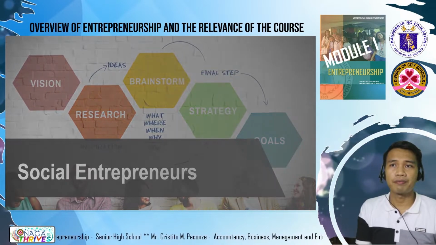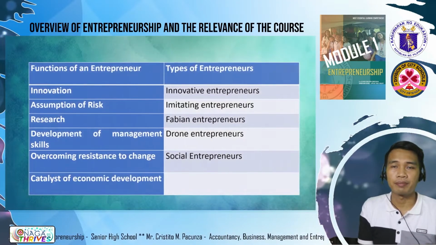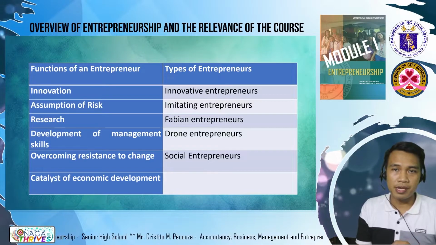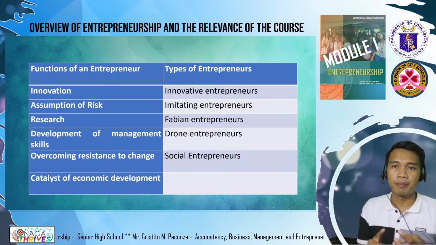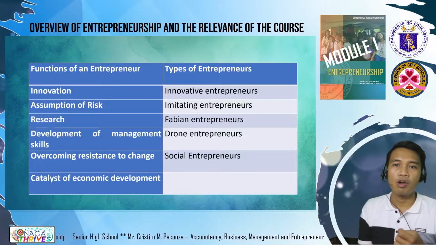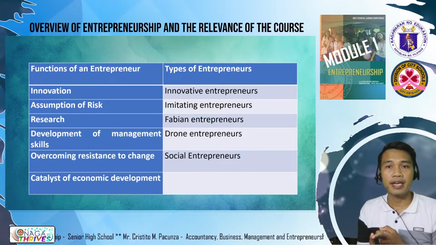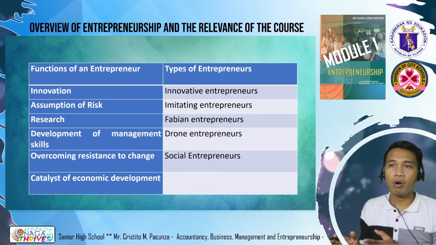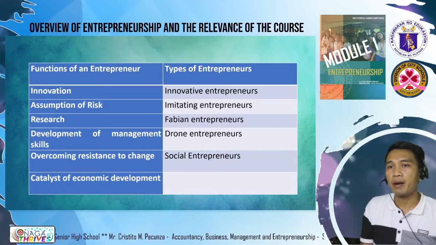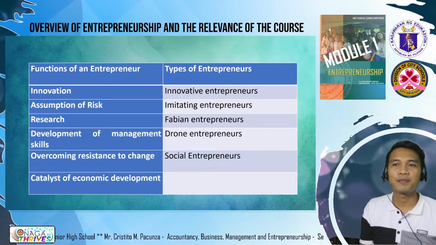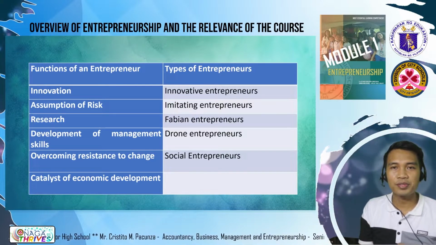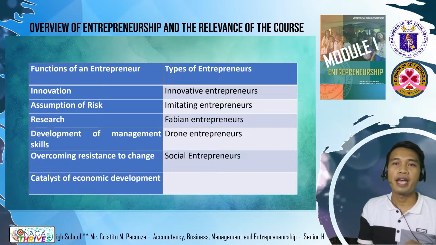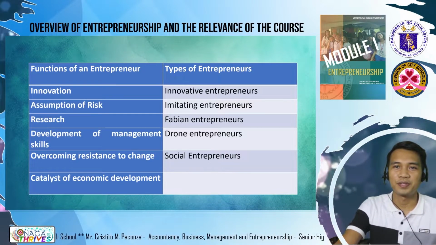To summarize the functions and types of entrepreneurship, for the functions we have innovation, assumption of risk, research, development of management skills, overcoming resistance to change, and catalyst of economic development. For the types of entrepreneurs, we have innovative entrepreneurs, imitating entrepreneurs, Fabian entrepreneurs, drone, and social entrepreneurs.